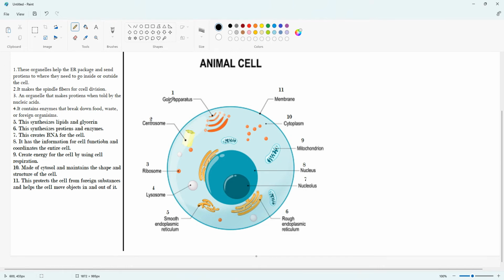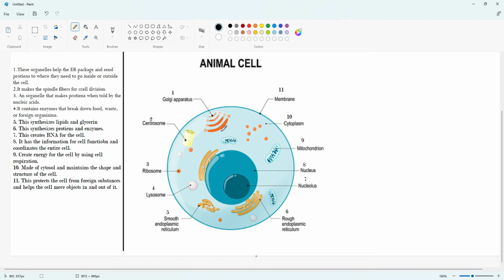So first we have the Golgi apparatus. This helps the ER package and send proteins to where they need to go inside or outside the cell. So this is called the ER. It's also known as the endoplasmic reticulum. So they give the Golgi apparatus proteins, and what the Golgi apparatus does is package them and then send them to other various parts of the cell.